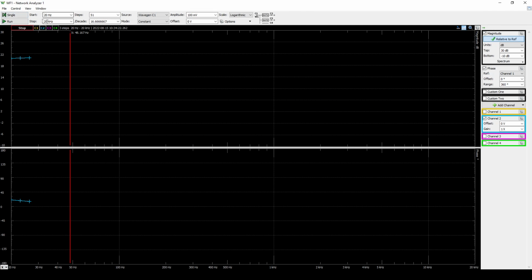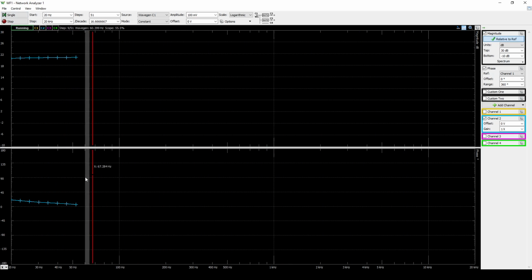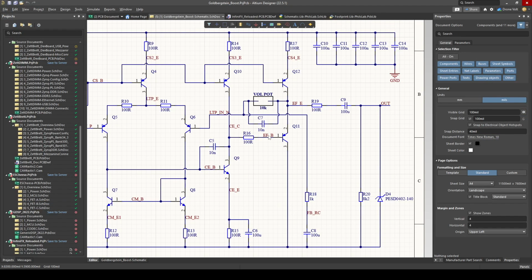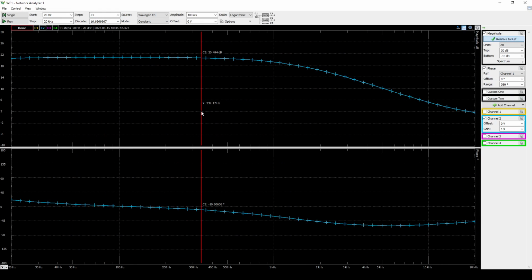So going back to waveforms, I'm doing a 20 Hz to 20 kHz sweep, fairly broad steps, so only 51 steps across that whole range. So let's do a single measurement of channel 2. The top is my magnitude in decibels, and the bottom is my phase. Remember, we also have a fairly large Miller capacitor, as well as a fairly large feedback capacitor, which both act as a low-pass filter. So we'll get a heavy amount of filtering.